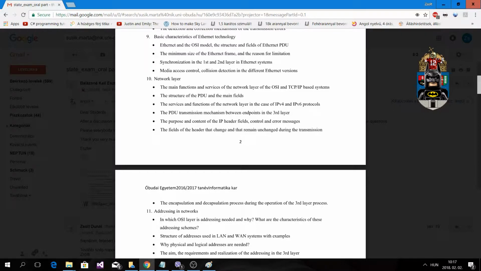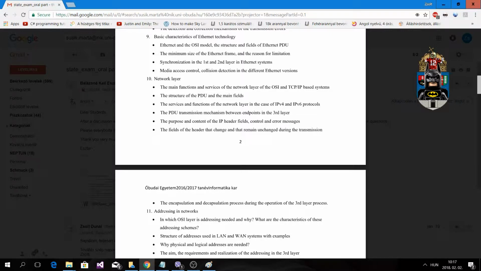The first one, and now the 10th topic, which is about the network layer, is coming. The main functions and the services of the network layer of the OSI and the TCP/IP based systems. So of course here you can draw up the OSI model. We are talking about the third layer from the bottom. So network layer is the third one. Here we are talking about routers.